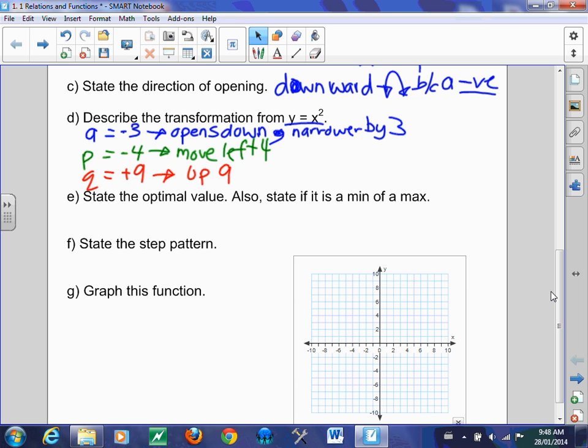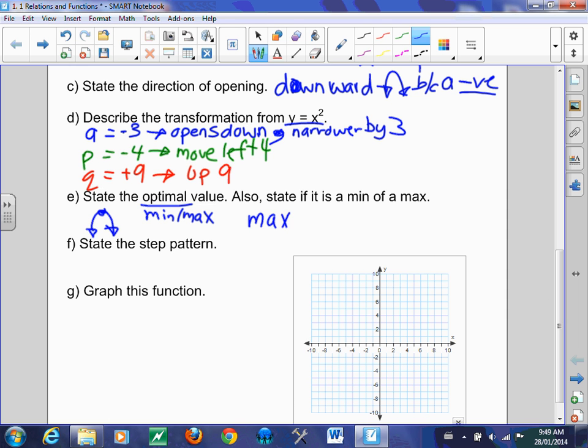E part, state the optimal value. So optimal value, another word for that is your min-max value. Also state if it's a minimum or maximum. Well, first of all, we know it opens down. So if it opens down, think where the vertex is, it's going to be at a max. So we know it's going to be a maximum of whatever your Q value is, because it shifts it up. So it's going to be a maximum of 9, because the optimal value deals with the Q of your vertex.